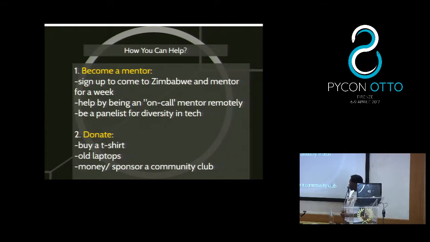The second thing is to donate old laptops. If you have any old laptops, or if you are from a company that upgrades regularly or something like that, it's definitely something that we would appreciate. Any hardware, even like Raspberry Pis and stuff like that. And the third thing is money. Of course, everyone wants money. So if you would like, you can donate directly, or you can sponsor a community club as well.